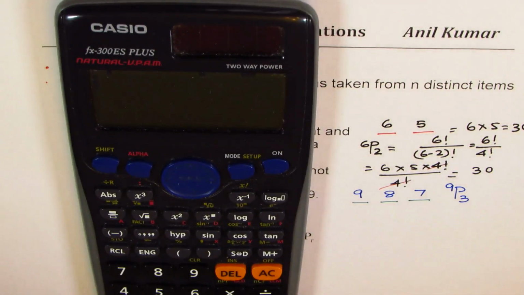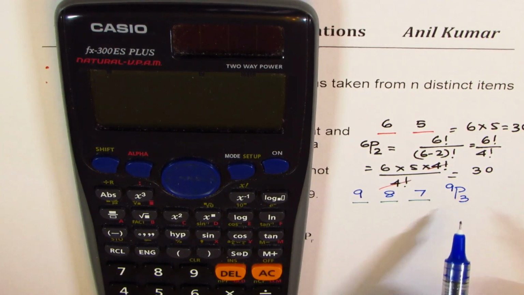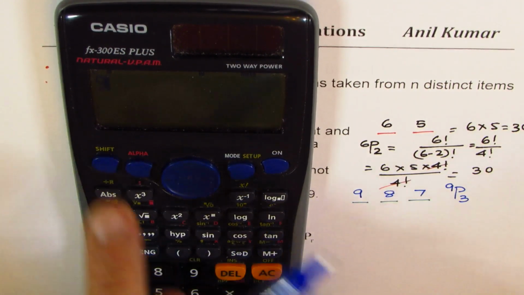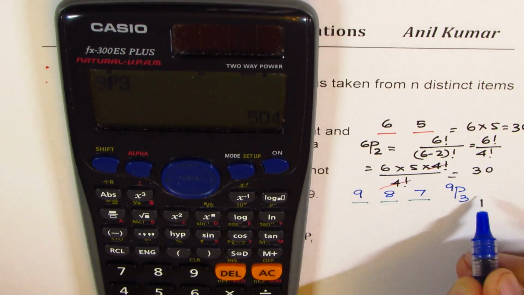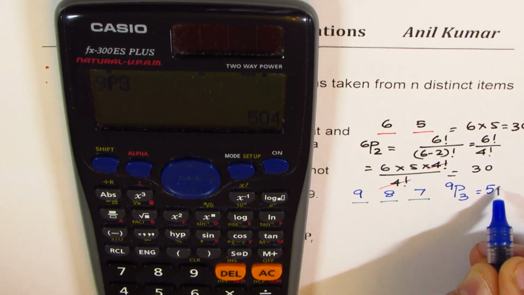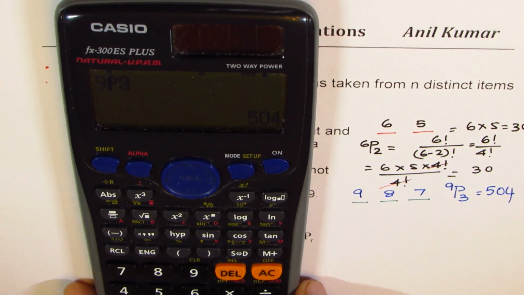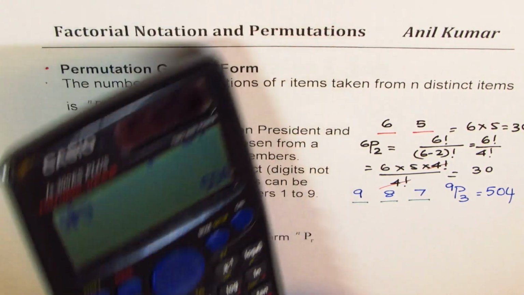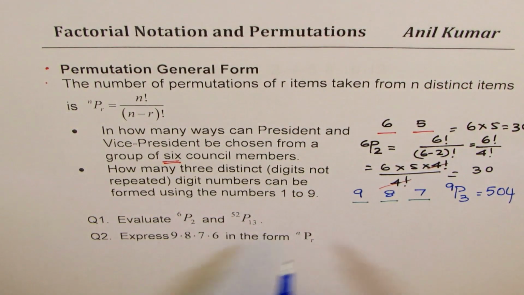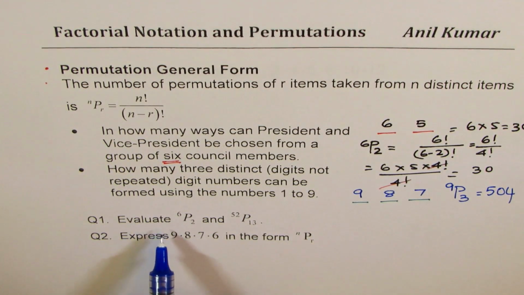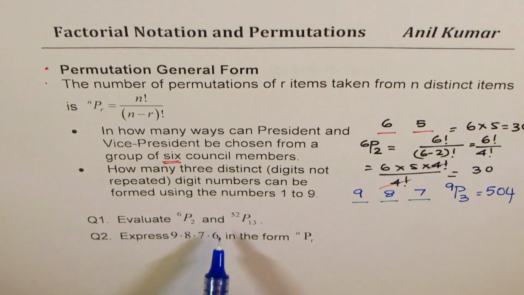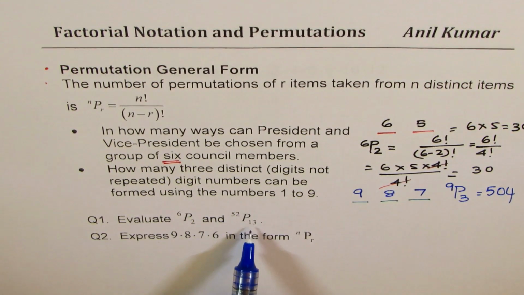So in my calculator, permutation is here with the shift key. For 9p3, I can type in 9 shift permutation and then the number 3, equals 504, is the answer, right? So use of the calculator is very important for all these exercises. Now we have 2 practice questions for you. You need to evaluate what is 6p2 and what is 52p3, right?